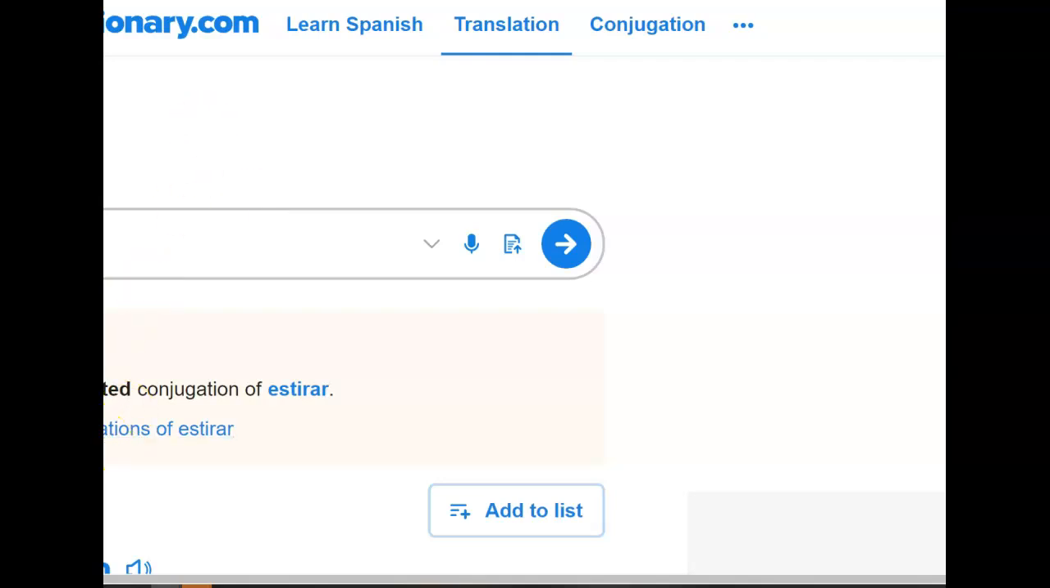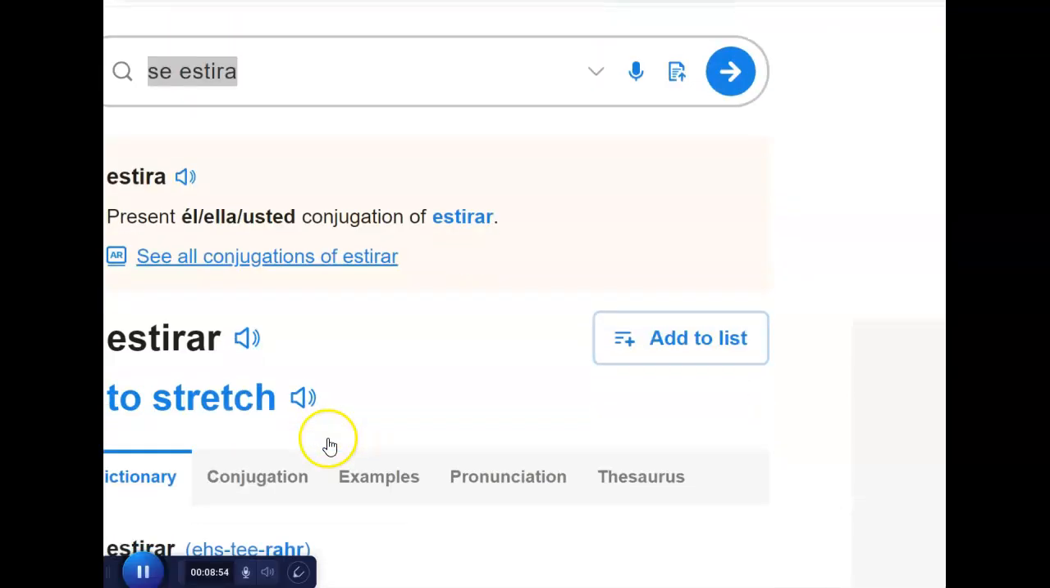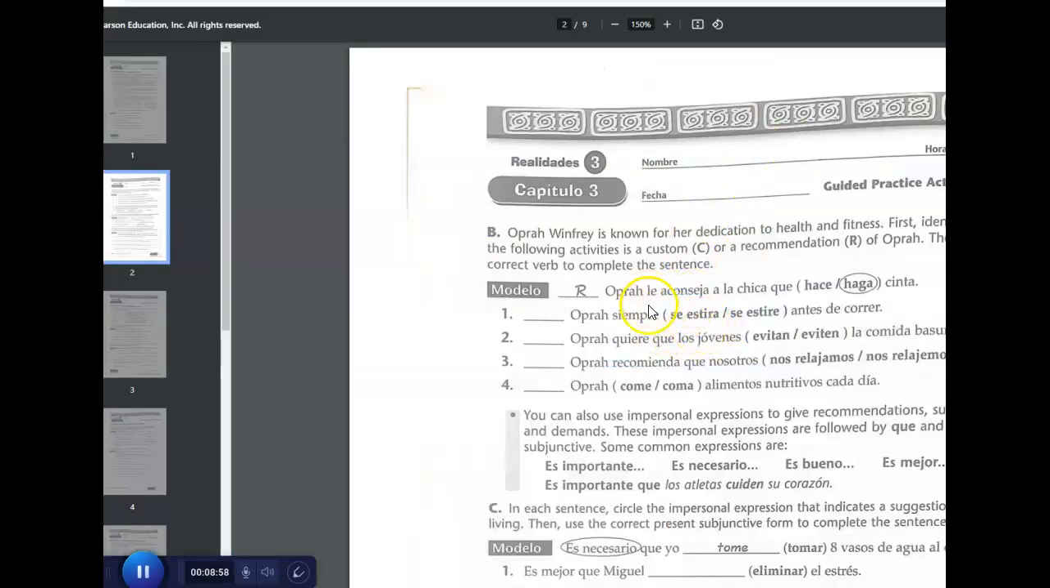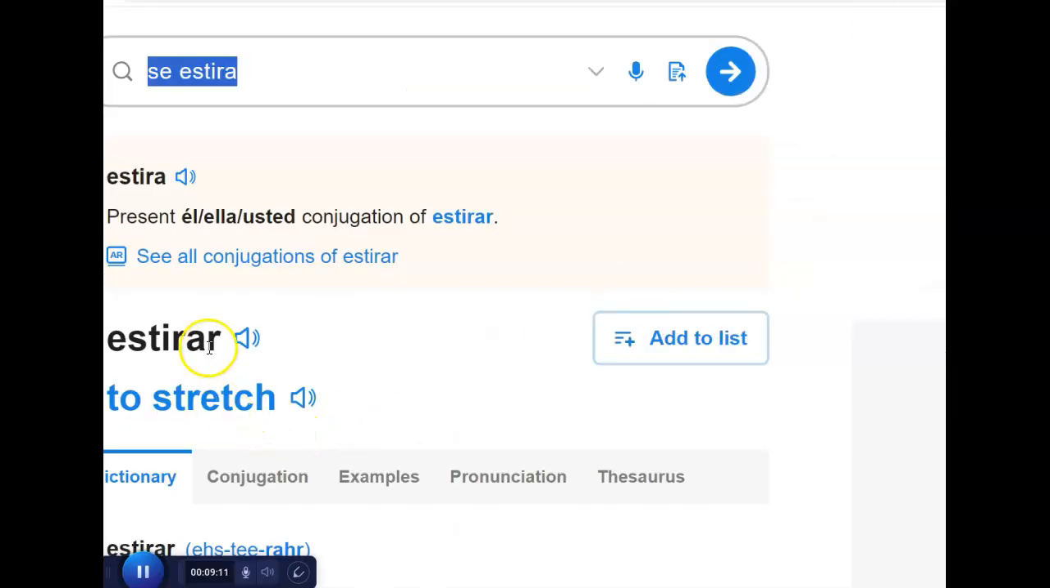Let me move this here. You can see it is the verb estirar. And it's showing up here reflexive because one stretches oneself, right? This is a reflexive action. The doer and the receiver of the action is both Oprah. That's why we have a reflexive pronoun there. But you can see that this is an AR verb.